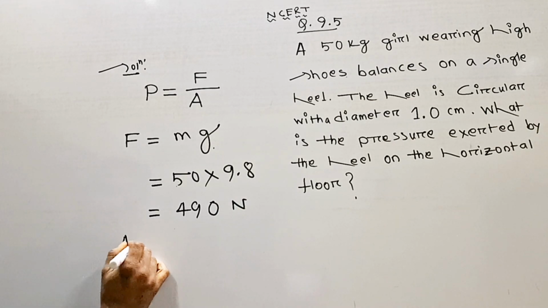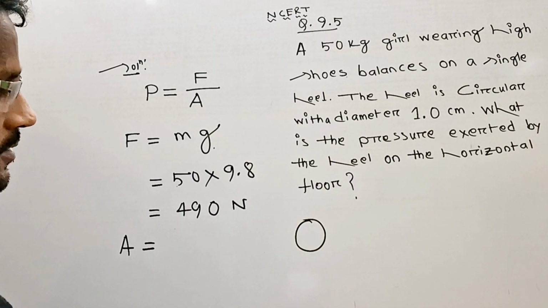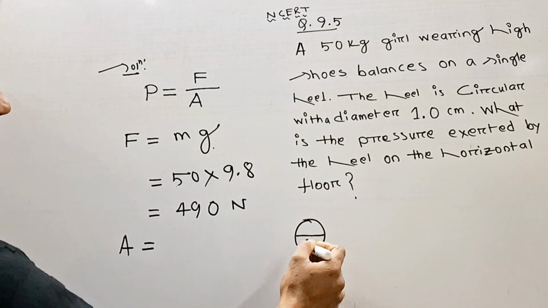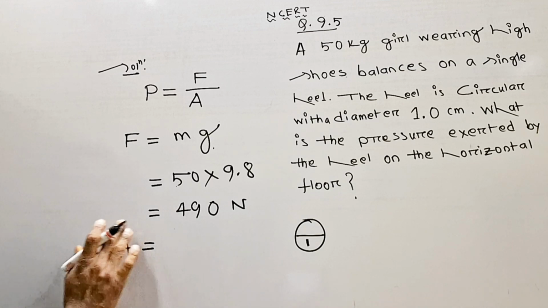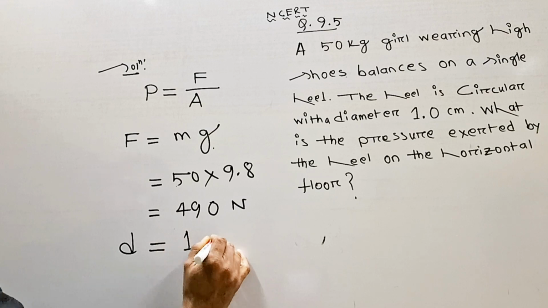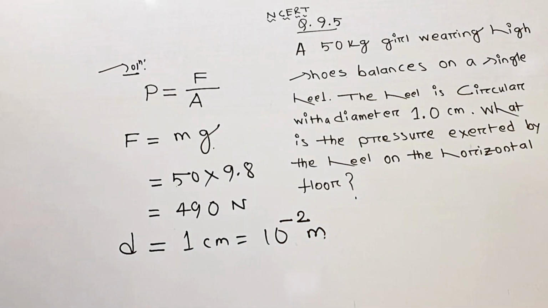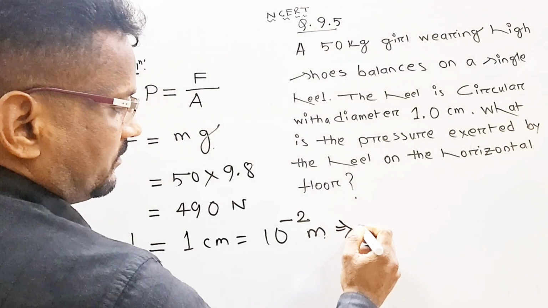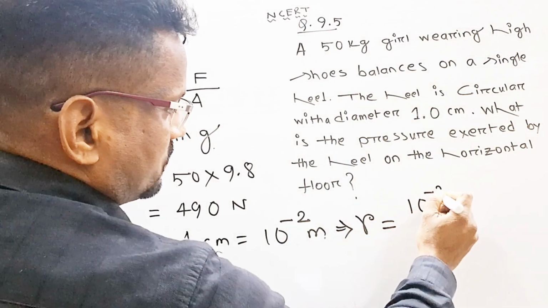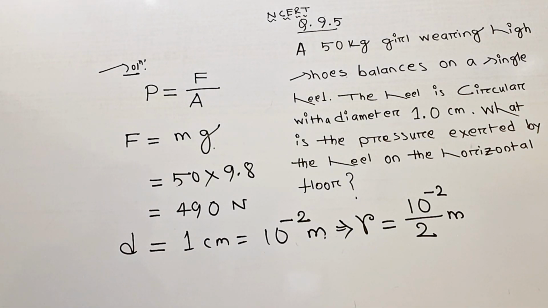Now see, what is your area? It is given that the heel is circular, with a diameter of 1 centimeter. Before finding the area, let us convert it to meters. The diameter is 1 centimeter, that is 10 to the power negative 2 meter. Then the radius is 10 to the power negative 2 over 2 meter. This much is your radius.